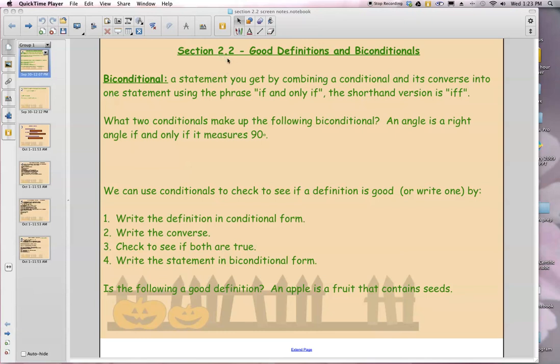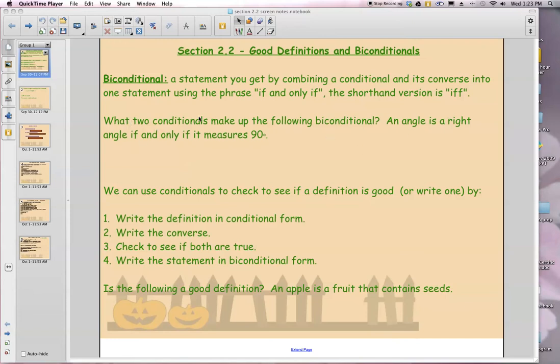Section 2.2, we're going to talk about biconditionals and what makes a good definition. In the last lesson, we learned what a conditional was and what its converse was. A biconditional is a statement that you get by combining a conditional and its converse into one statement. We use the phrase "if and only if" instead of "if and then." The shorthand version is IFF. So instead of writing out "if and only if," you certainly can just write IFF.